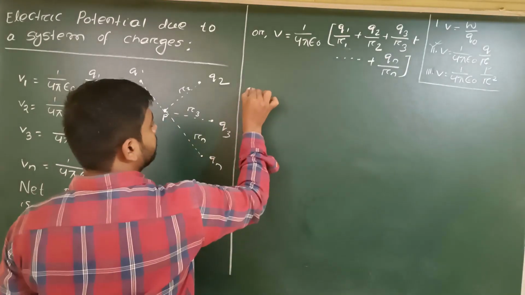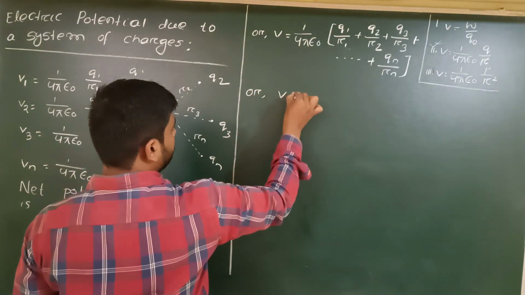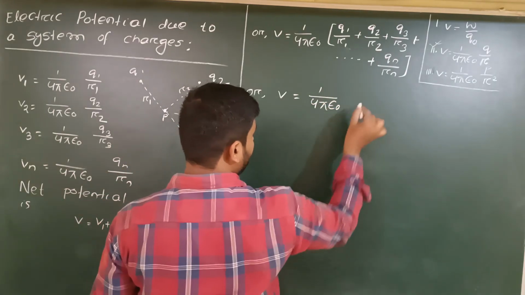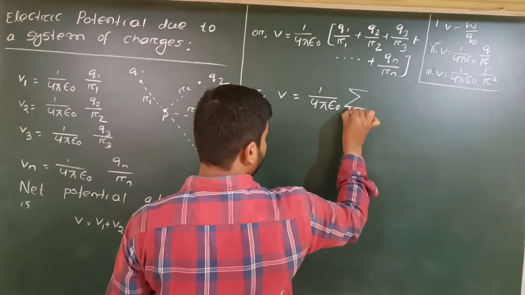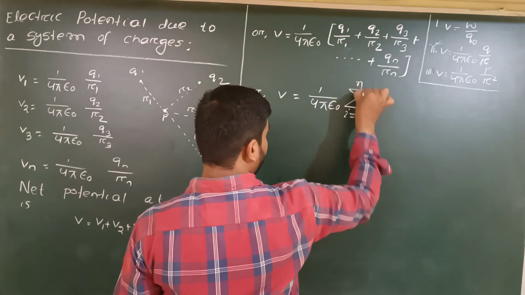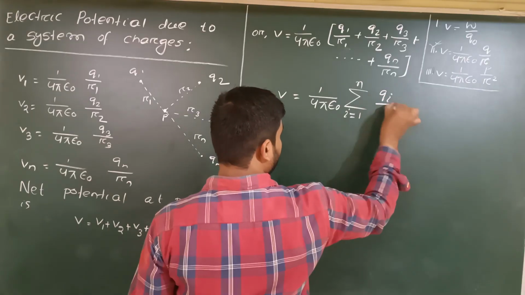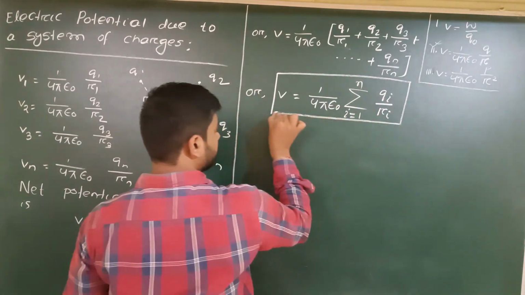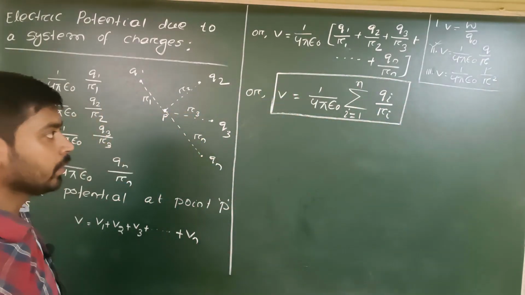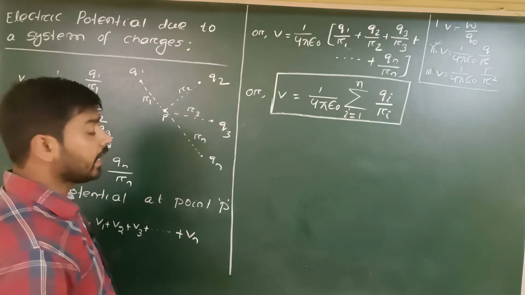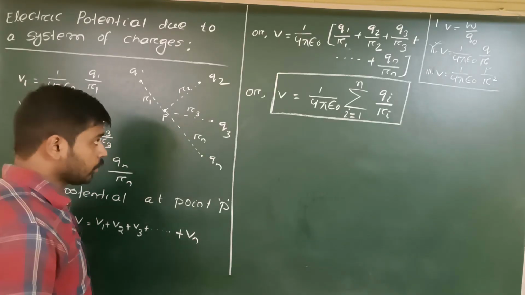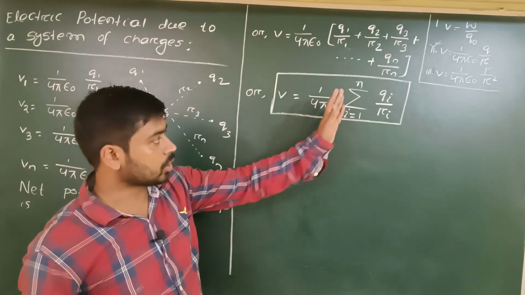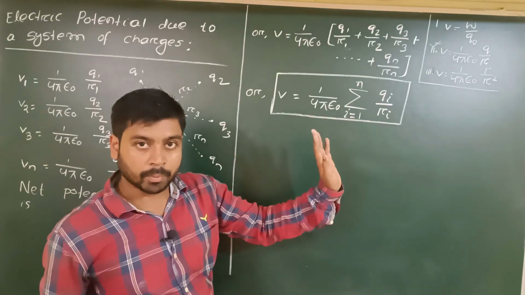So in general, we can write this using summation. V equal to 1 upon 4 pi epsilon naught sum over i equal to 1 up to n Qi upon Ri. Yes or no? The net potential at a point P due to a system of n number of point charges placed near to them. So, the formula is V equal to 1 upon 4 pi epsilon naught sum over i equal to 1 up to n Qi upon Ri.